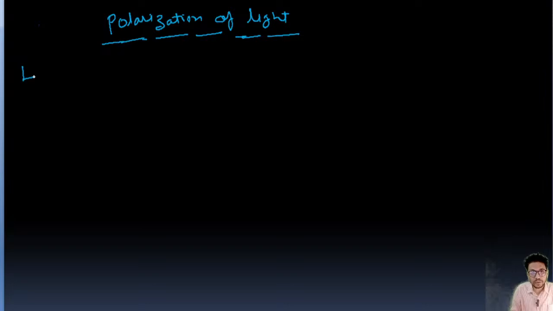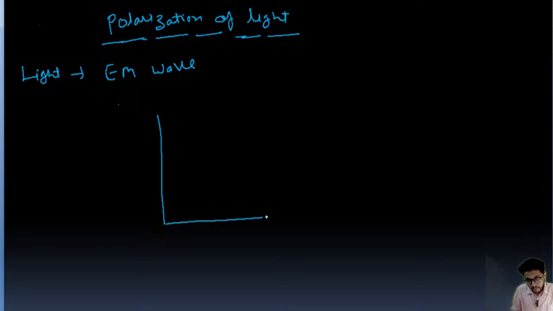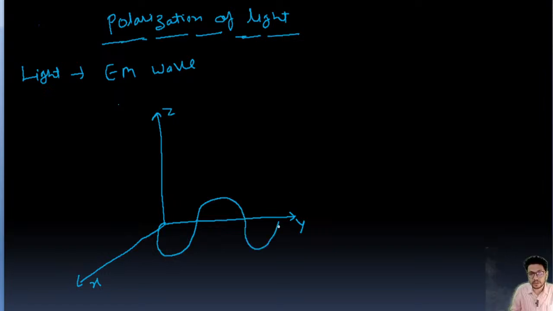So we know light is an electromagnetic wave, an EM wave. I'll make a diagram. This is the Z axis, this is the Y axis and this is the X axis. Light is an electromagnetic wave, and this is the direction of propagation of the wave.